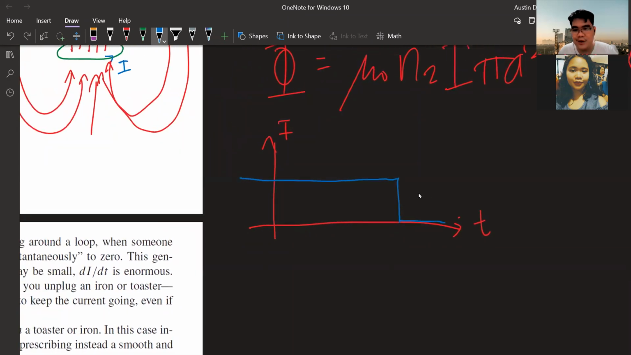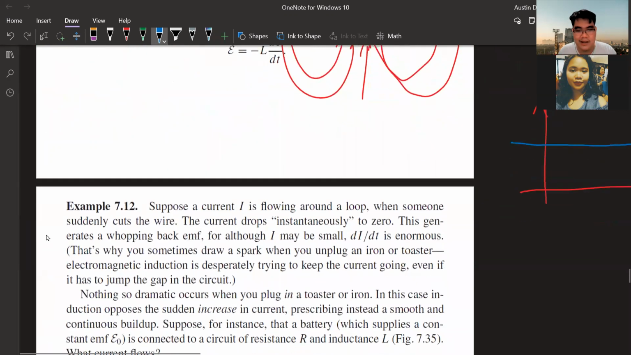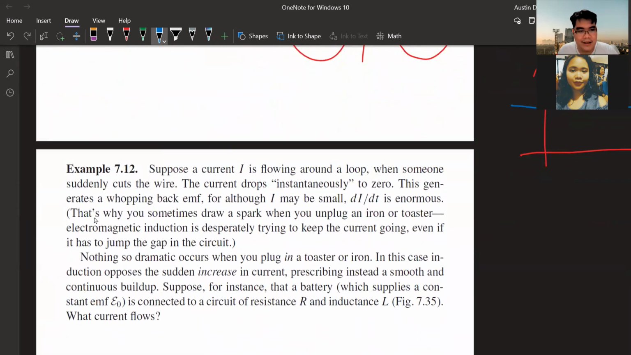Almost infinite, yan. Kaya sobrang taas ng dI/dt. Kaya ang mangyayari, you sometimes draw a spark when you unplug your appliances. Okay? So yung electromagnetic induction, trying to keep the current going. So ayaw ng nature, di ba? Ayaw ng nature ng change. So kapag hinugot mo yung cord, ang nangyayari na mag-spark yun kasi gugustuhin ng appliance mo na mag-sustain ng current.